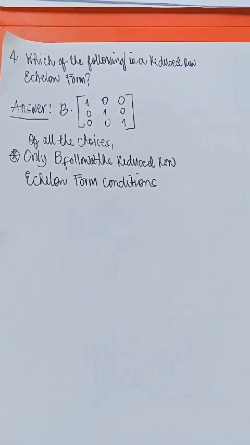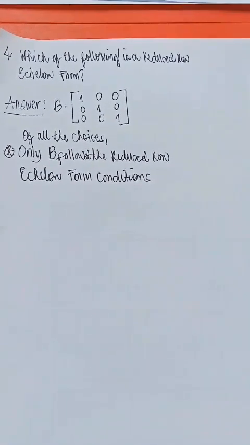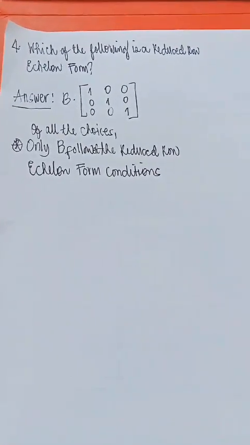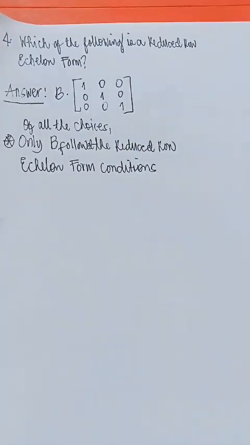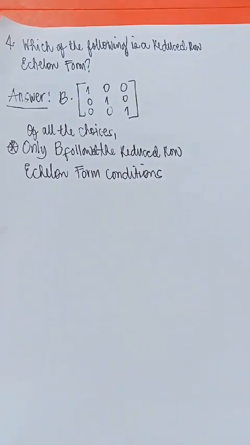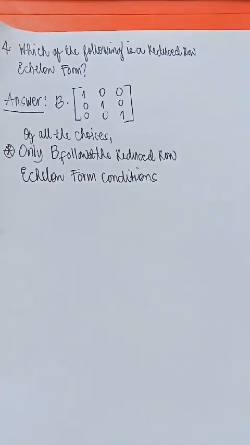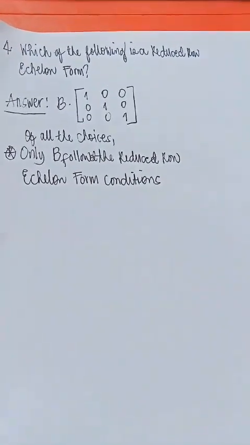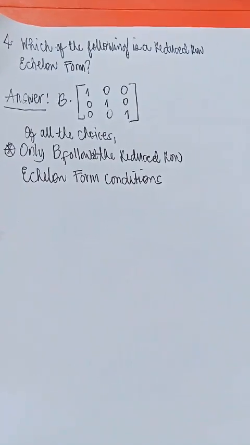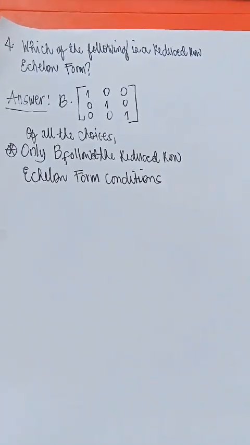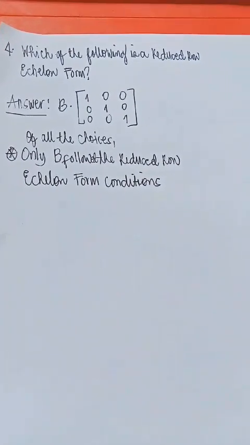Problem number 4. Which of the following is a reduced row echelon form? Based on the choices of the problem, the answer is letter B, because of all the choices, only B followed the reduced row echelon form conditions. That is why letter B is considered to be a reduced row echelon form example.